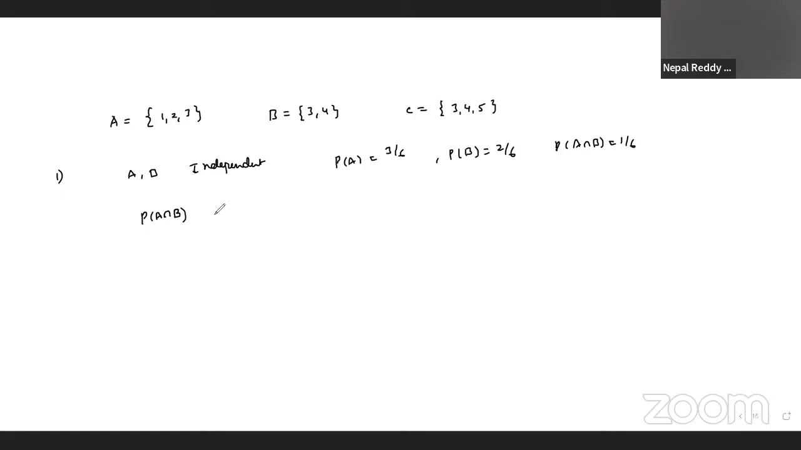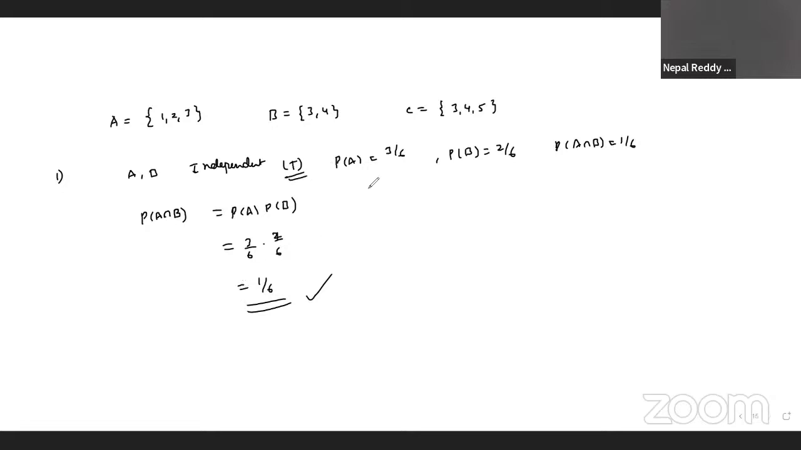Probability of A intersection B is actually probability of A into probability of B, right? So 3 by 6 into 2 by 6, that gives 1 by 6. And hence A, B are independent. This is the correct statement, right?